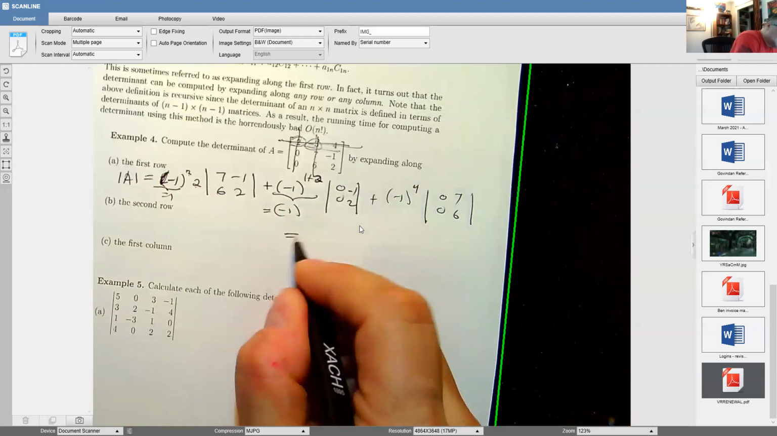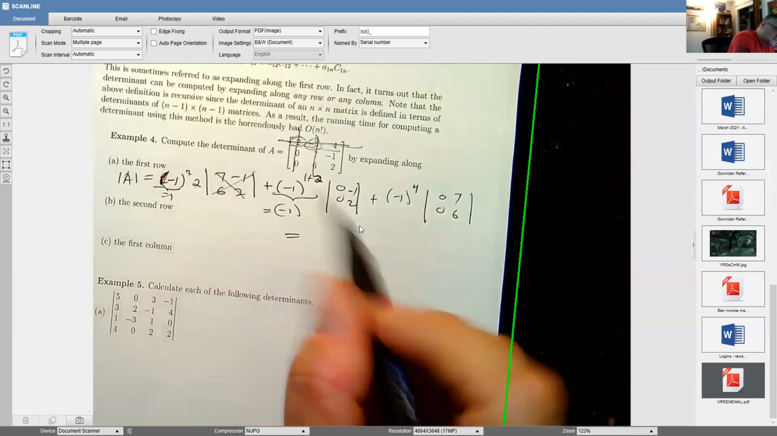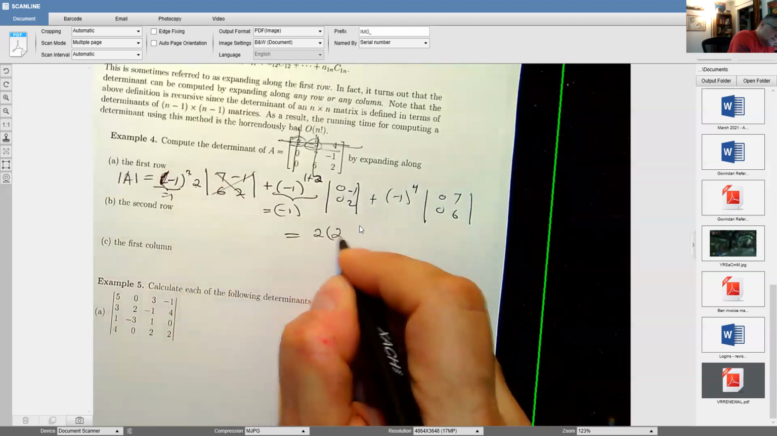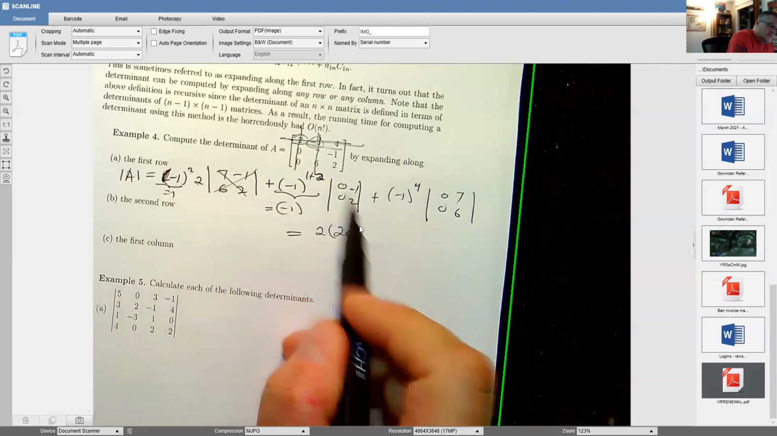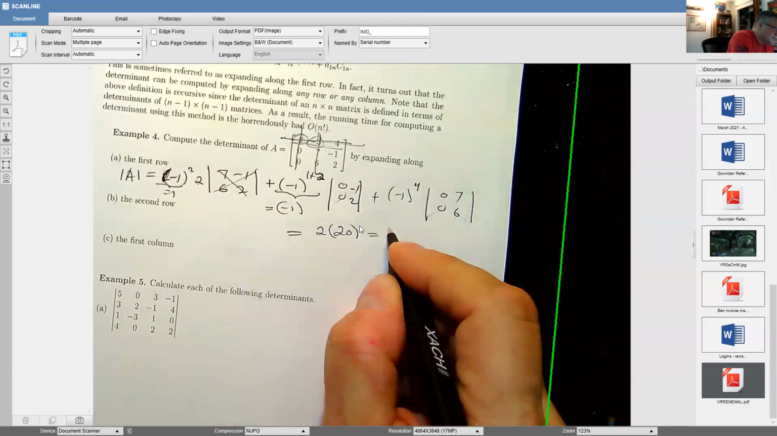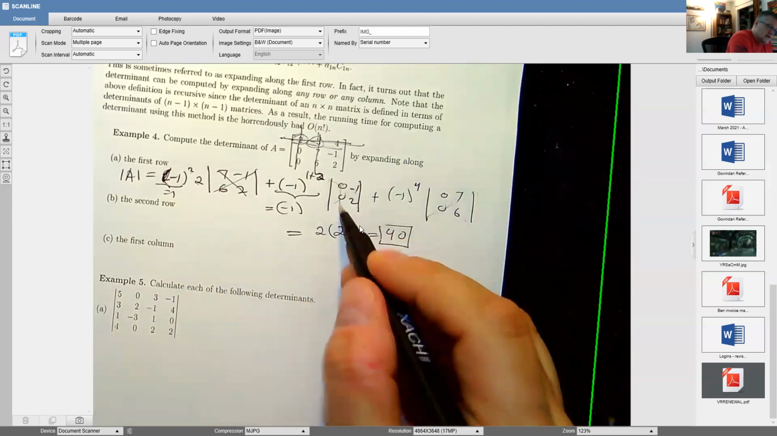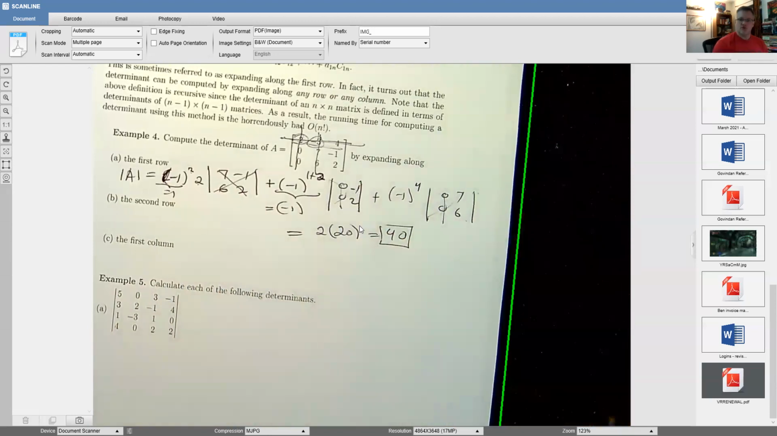If I were to simplify this, I have 2 times 14 minus a -6. That's 2 times 20. Then I have 0 minus 0 is 0. 0 minus 0 is 0. I just get 40. Right? Notice these zeros in a column kill off the determinant because you're always multiplying one of the guys in the other column by that corresponding entry in the other.